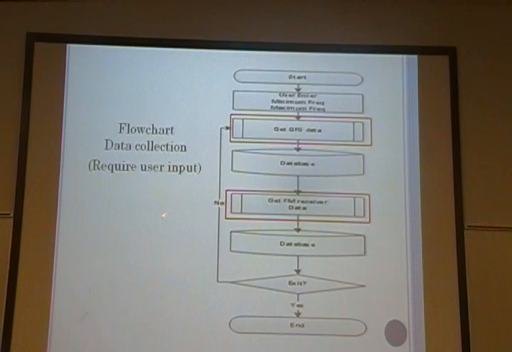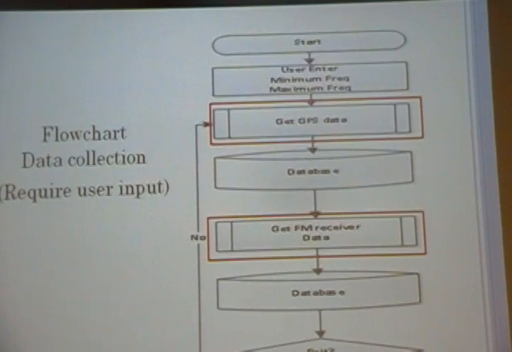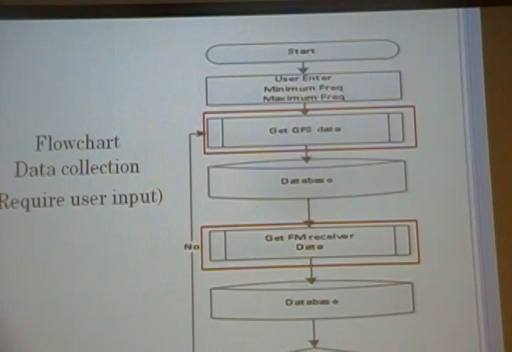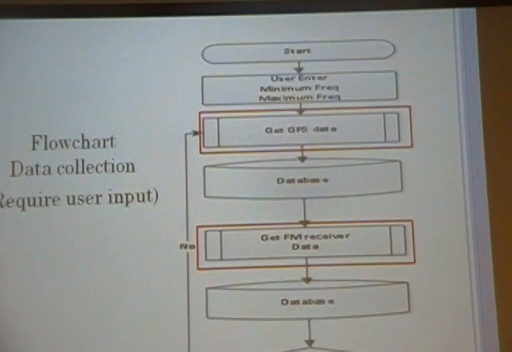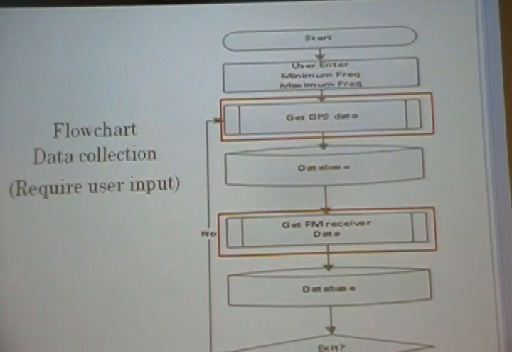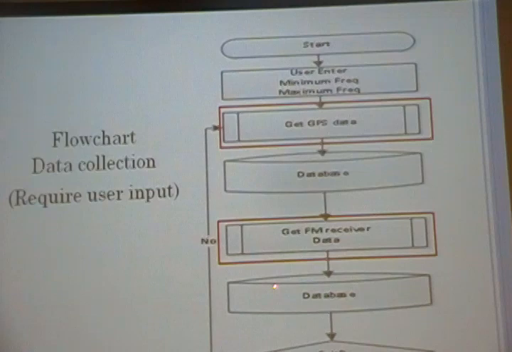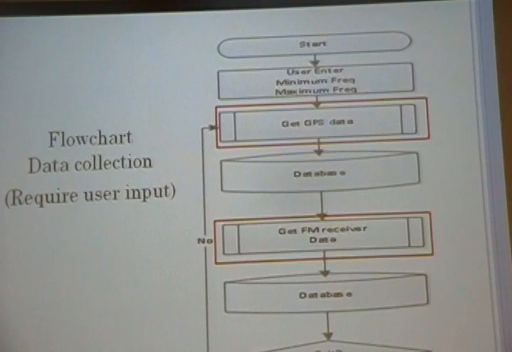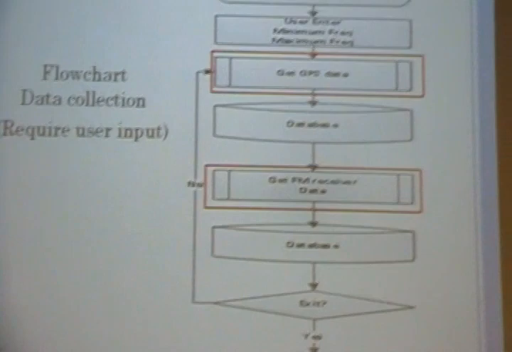So the program starts, and the program will wait for the user to input a minimum frequency and a maximum frequency. When the program receives those two values, it will go to the first function, get GPS data, and save this GPS data to our database, then go to another function called get FM receiver data. After that function, all the data will also be saved in our database, and it will go to a checkpoint on whether the system ends or not. If not, we'll get another GPS data. If the system ends, the whole program will just end.